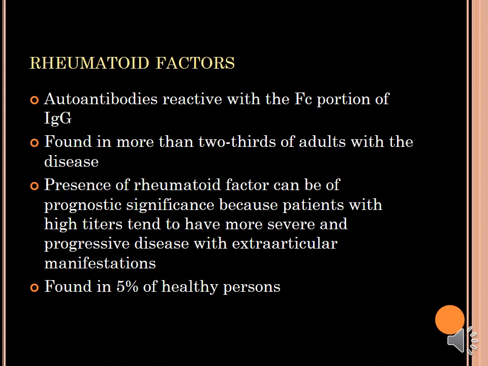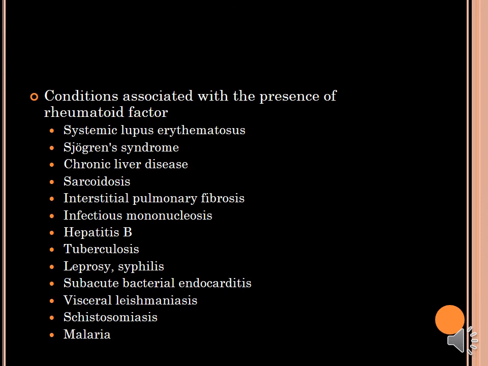It is found in more than 2/3 of the adults with the disease. Presence of rheumatoid factor can be of prognostic significance because patients with high titers tend to have more severe and progressive disease with extra-articular manifestations due to formation of immune complexes. Important thing is that rheumatoid factor can be found in 5% of healthy persons without any evident disease. Conditions associated with presence of rheumatoid factor: systemic lupus erythematosus, Sjogren's, chronic liver disease, sarcoidosis, tuberculosis, hepatitis B, malaria.